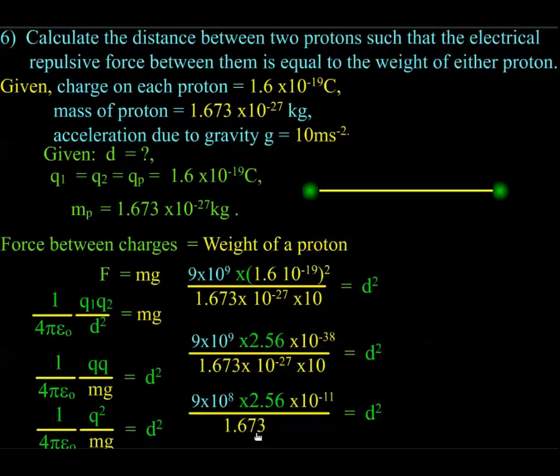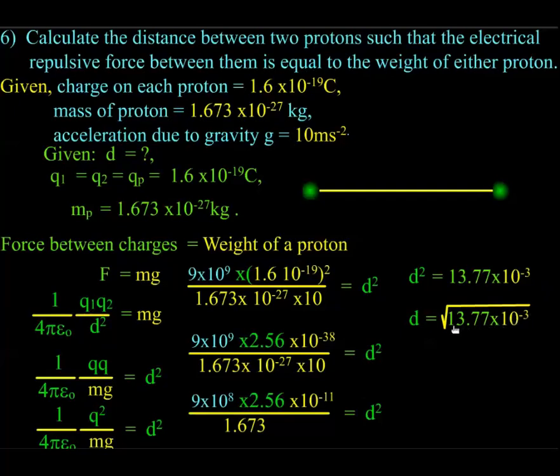So 1.673. We need d square. By using a calculator, you can calculate the value of this. Multiply 9 into 2.56, divide it by 1.673. We get d square is equal to 13.77 into 10 to the power of minus 3. Transpose this square to this side, we get square root of 13.77 into 10 to the power of minus 3.